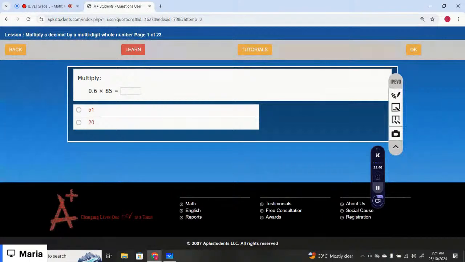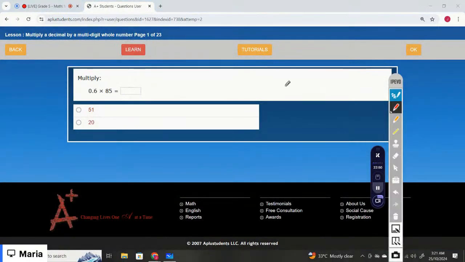85 times 0.6. Multiply them without decimal. 6 times 5 is 30, 0 and 3 carry. 6 times 8 is 48 and 3 is 51, that is 510. You have one decimal place over here, so you need to move the decimal point one place left. So that makes it 51.0 or 51.